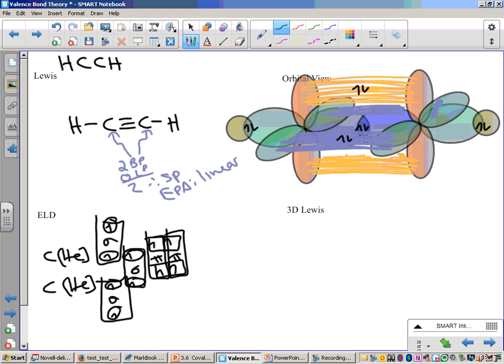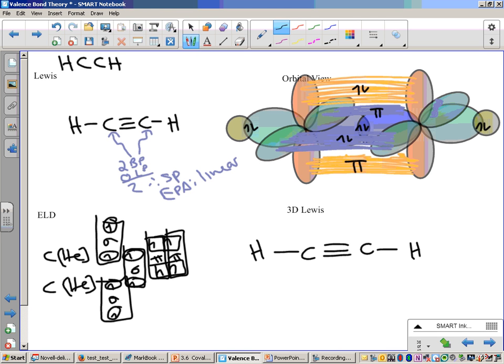So we have 2 pi bonds. Again, I'll just put a pi down here to represent that that's the one pi bond. I'll put a pi in the back there. And the 3D Lewis becomes quite nice because we're simply going to have carbon, carbon. We can put the other 2 bonds, hydrogen, hydrogen. Okay?